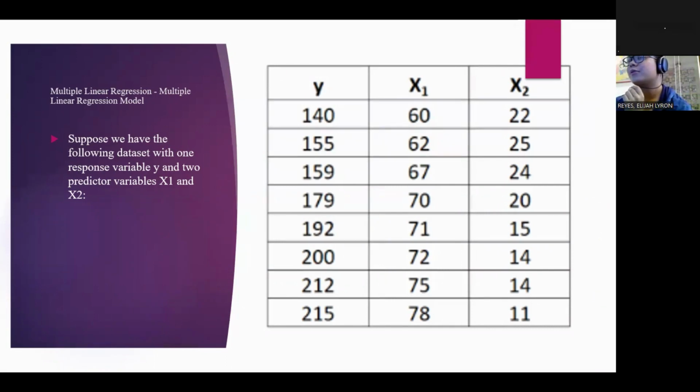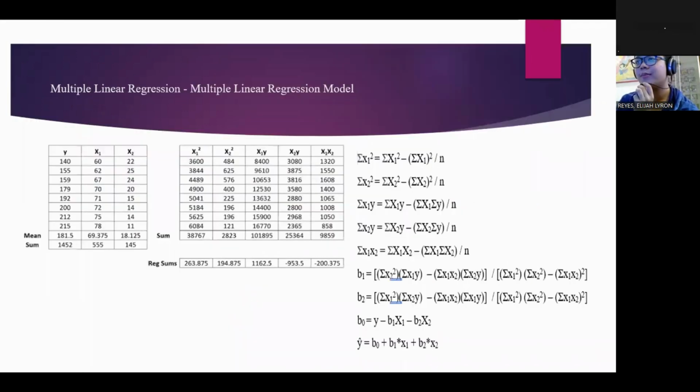For the first observation, y is equal to 140, x1 is equal to 60, x2 equals 22. Next is 155 for the y, 62 for the x1, 25 for x2, 159 for the y, 67 for x1, 24 for x2, and so on and so forth. So for our problem, we have here our solution.